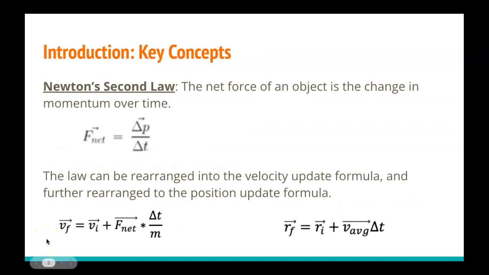Let's get into the key concepts. A main physics concept of this experiment is based on Newton's second law, which states the net force on an object is the change in momentum over time. This law can be further rearranged into the velocity update formula. The position update formula can also be derived from Newton's second law.